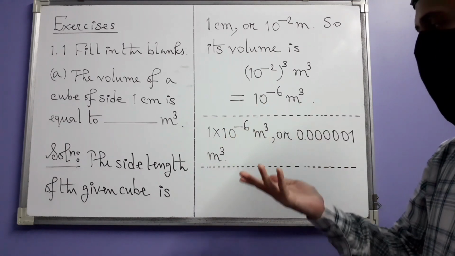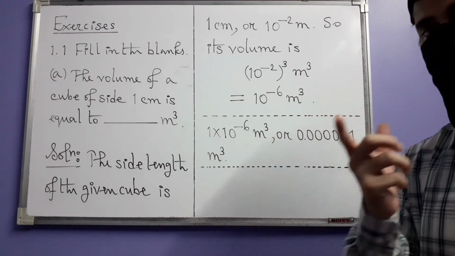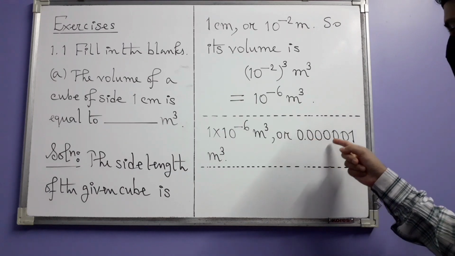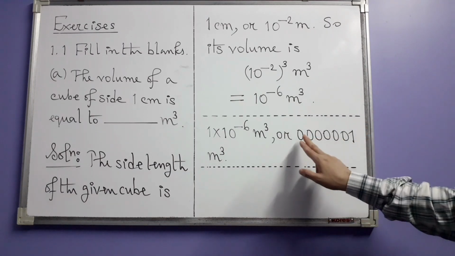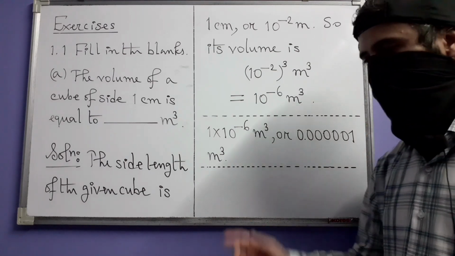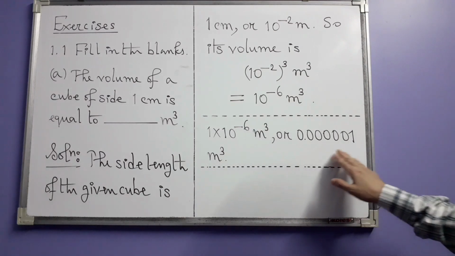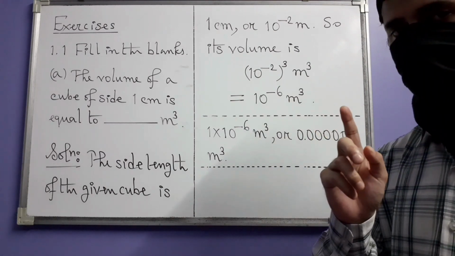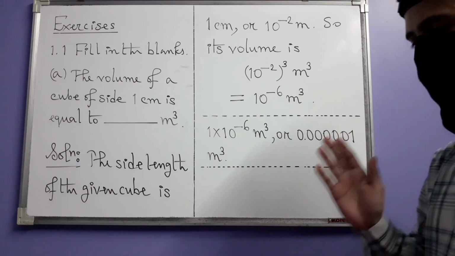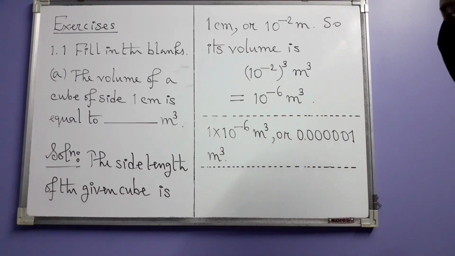But what if you express it in decimal representation? In decimal representation, it looks like this, 0.000001. After the decimal point, you have 5 zeros followed by 1. That much cubic meter. Does this number also have only one significant digit? Yes, because you recall the rules for determining how many significant digits a number has.